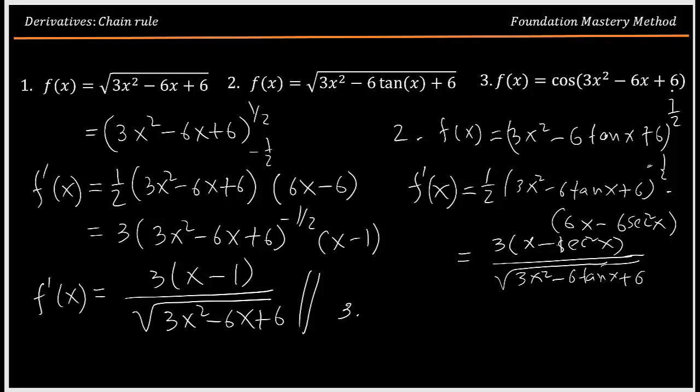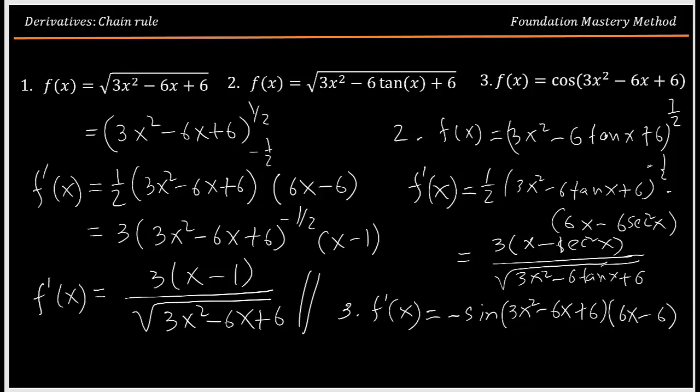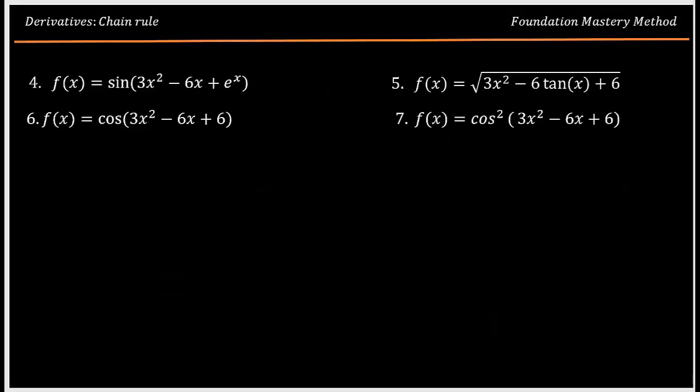We have cosine x, so derivative will be f prime x equals negative sine 3x squared minus 6x plus 6, and the derivative of the inner function will give me 6x minus 6. We are done in this part. Now in this page we have 4 more examples. Number 4.